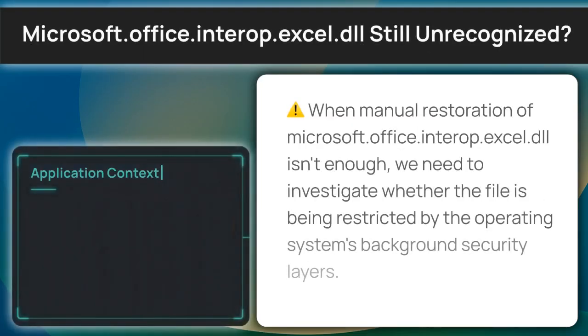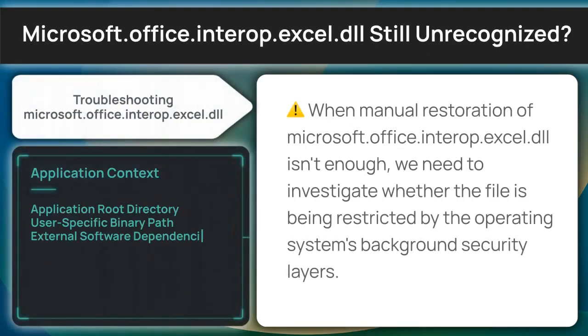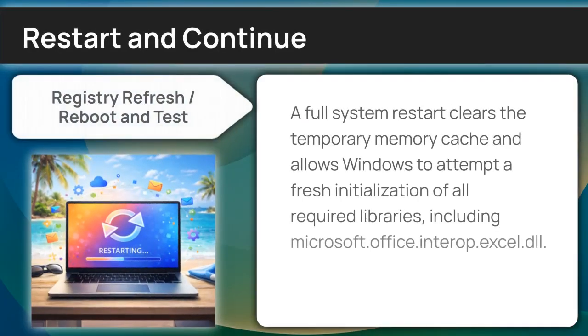If the error persists despite the new library files, we must verify if a simple synchronization conflict is preventing the file from loading. If your system has been running for an extended period, a reboot might be necessary to resync your background processes and clear any temporary locks on the Microsoft Office Interop Excel library file.